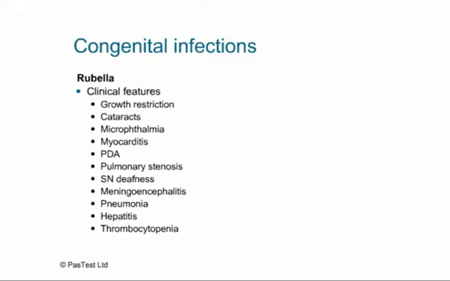Let's start with rubella. The risk of congenital infection with rubella is about 80% if the mother has a primary infection early in the 1st trimester. This risk drops to about 50% in the 2nd trimester. The incidence of congenital rubella has dropped dramatically in recent years due to widespread rubella immunization. As you can see, the list of clinical features is very long, and I won't enumerate them.